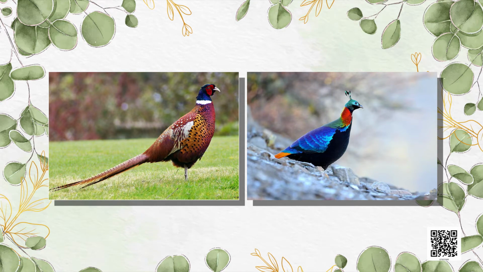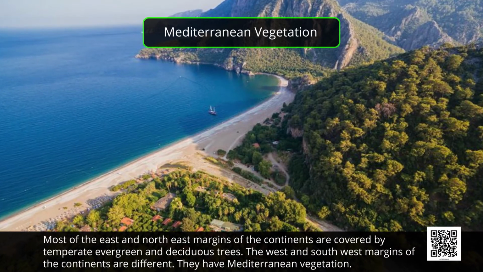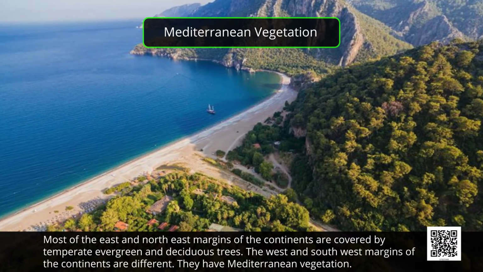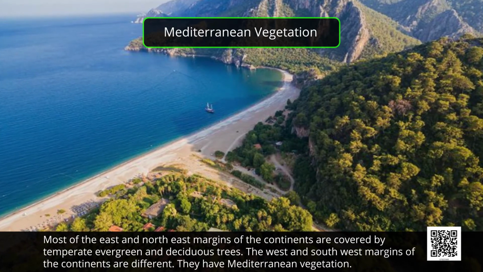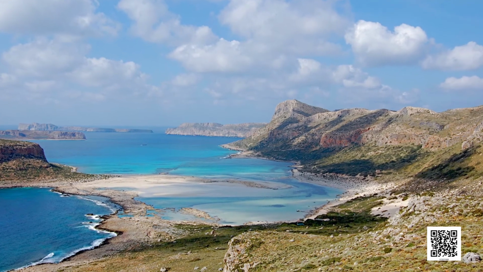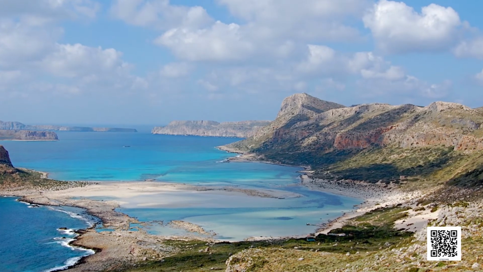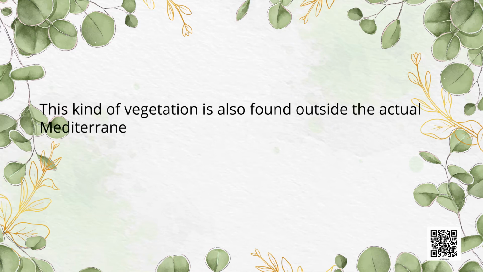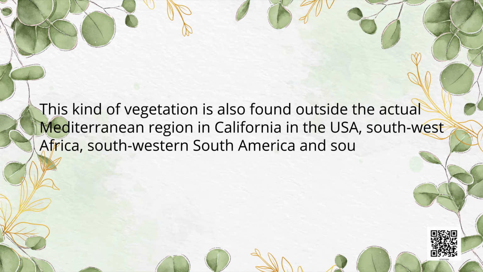Another type of forests are Mediterranean vegetation. You have learnt that most of the east and northeast margins of the continents are covered by temperate, evergreen and deciduous trees. The west and southwest margins of the continents are different. They have Mediterranean vegetation. It is mostly found in the areas around the Mediterranean Sea in Europe, Africa and Asia. Hence the name. This kind of vegetation is also found outside the actual Mediterranean region in California in the USA, Southwest Africa, Southwestern South America and Southwest Australia.